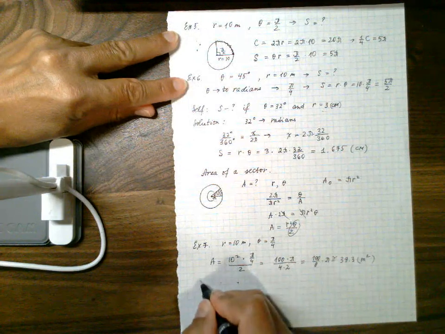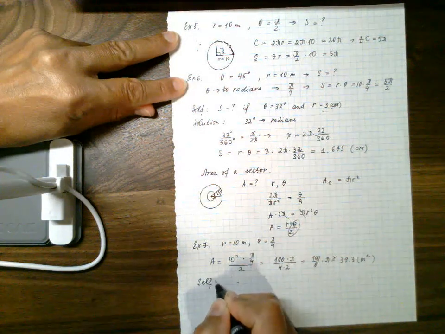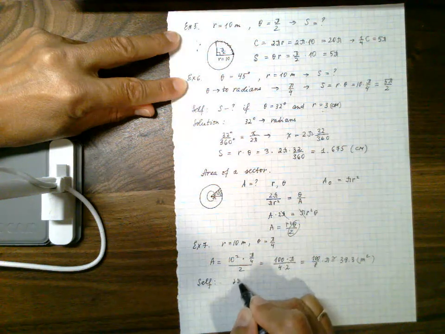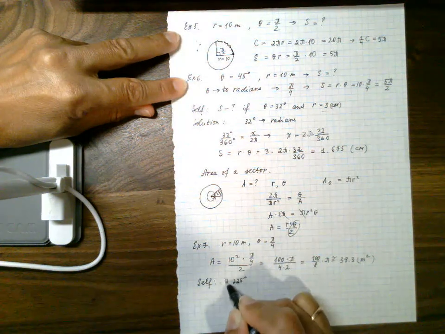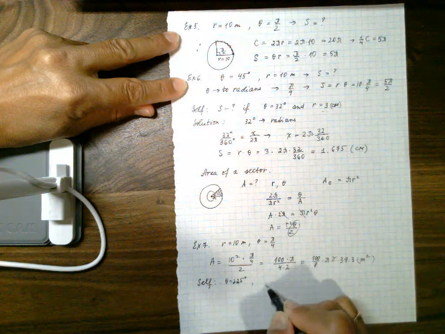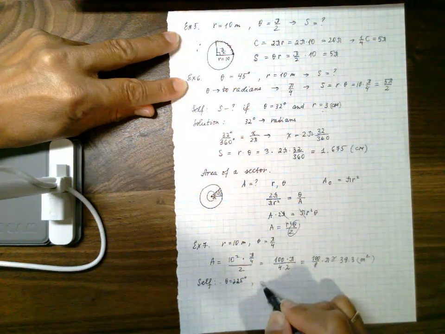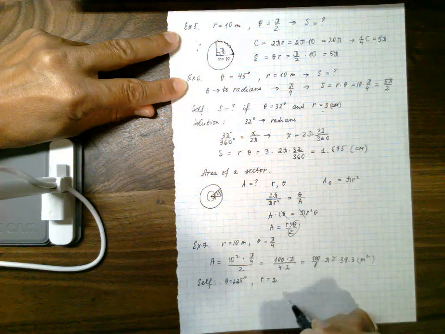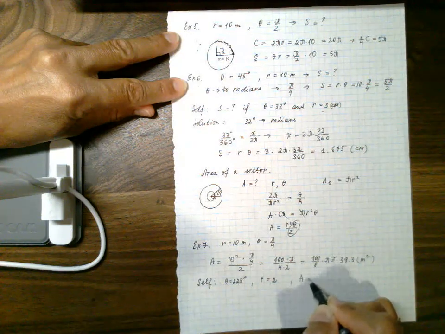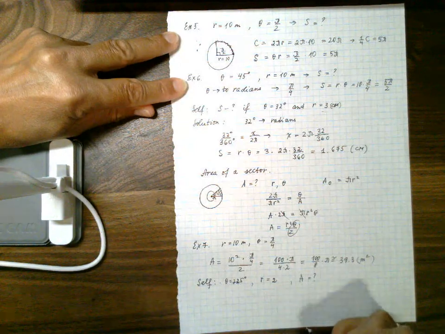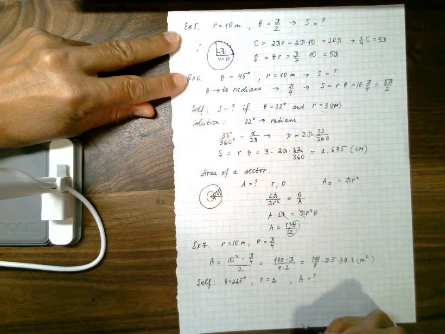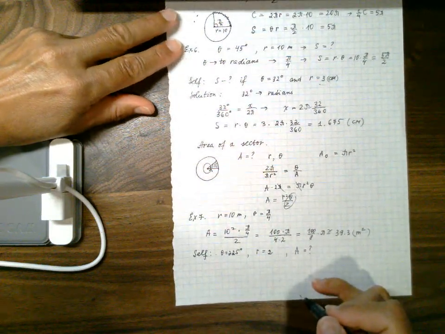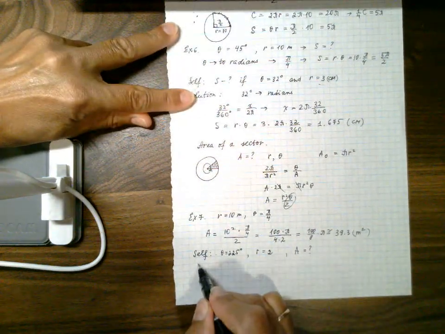Well, our traditional self problem, and I'm going to count to 3. So angle theta is 225 degrees. Radius, I think I'm going to give radius equals 2. And I want you to find the area. And I'm going to count 1, 2, 3. Solution.